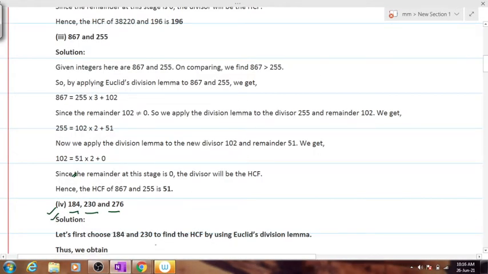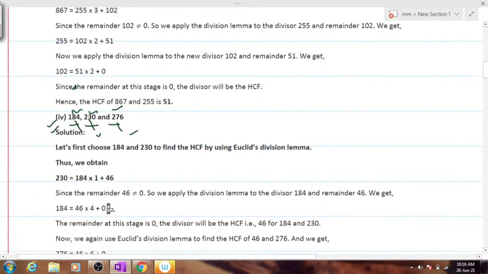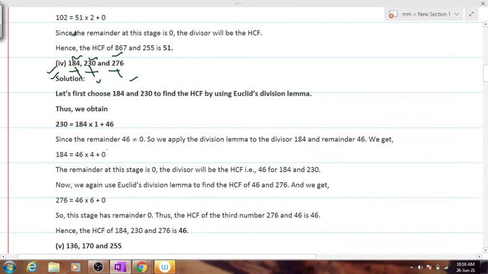Find the HCF for these three numbers using Euclid's lemma. First, how will you do it? We will choose the smallest two numbers, and then what we get out there, we'll choose that and this one. Very good. So first of all, we'll find the HCF of 230 and 184. We'll get 46. We'll get a 0 remainder directly, so we'll say 46 is the HCF for this and this one.